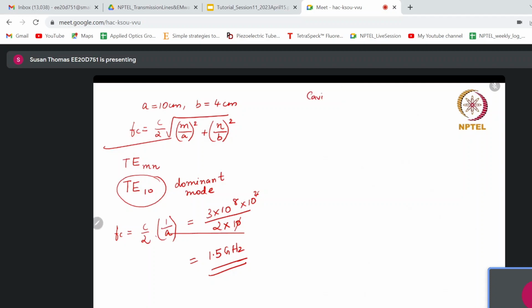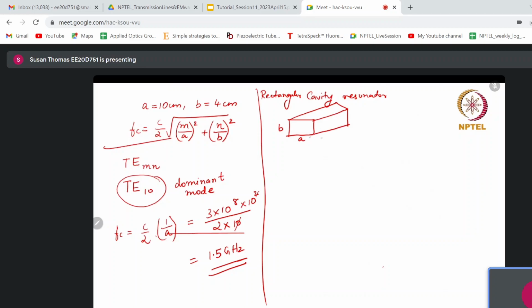So in case of a cavity resonator, to be specific, a rectangular cavity resonator, we can say this is A and this is B, and in case of a cavity we will specify this particular length also, that is D. So all these three parameters A, B and D. Now mode number in case of a cavity resonator will be represented in terms of M, N, P. In case of rectangular waveguide we had only M and N. In case of a cavity resonator we have a third mode number, that is M, N and P. So this represents X, Y and Z directions.